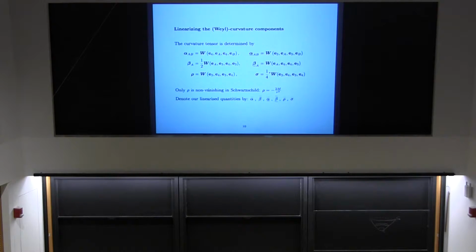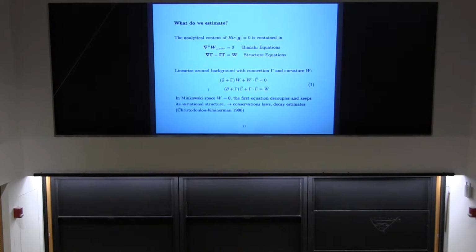And if you look at what these quantities are, if your metric is Schwarzschild, so epsilon is equal to 0, then you see that the only non-vanishing quantity is this curvature component rho, and it has this value minus 2m over r cubed. Okay, and again, I will denote the linearized quantities, so these quantities to order epsilon, with the 1 on top.